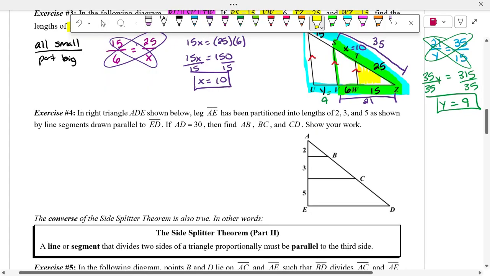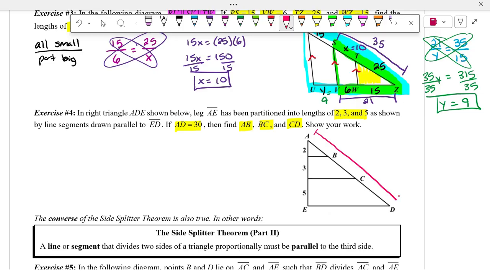So right triangle AD is partitioned below. The lengths are 2, 3, and 5. AD is 30. And they want us to find AB, BC, and CD. So all of this side is 30. And they want us to find AB, so let's call that X. BC, let's call that Y. CD, let's call that Z.